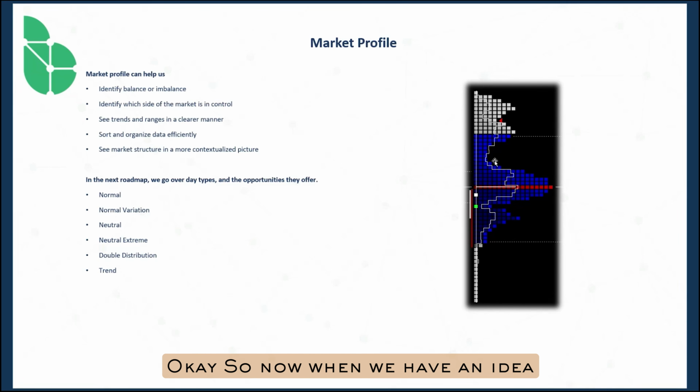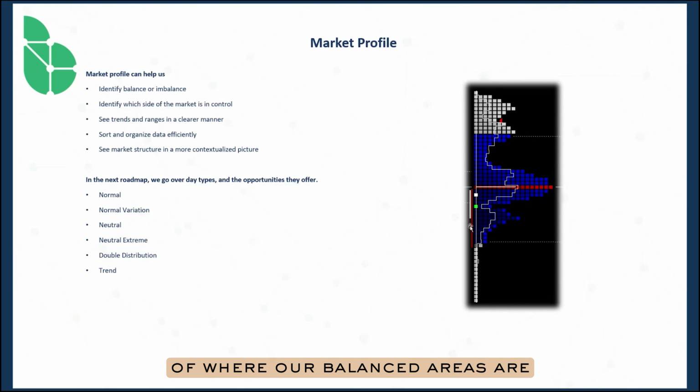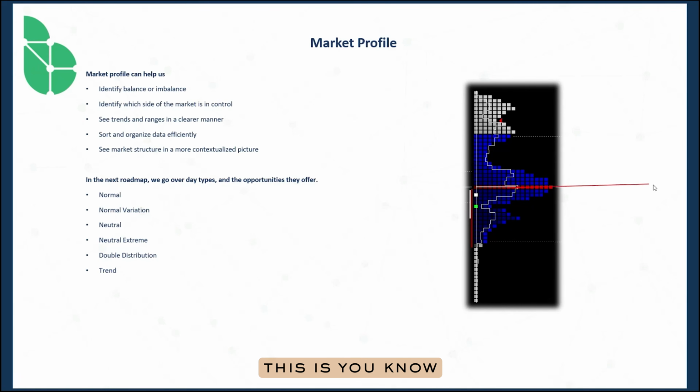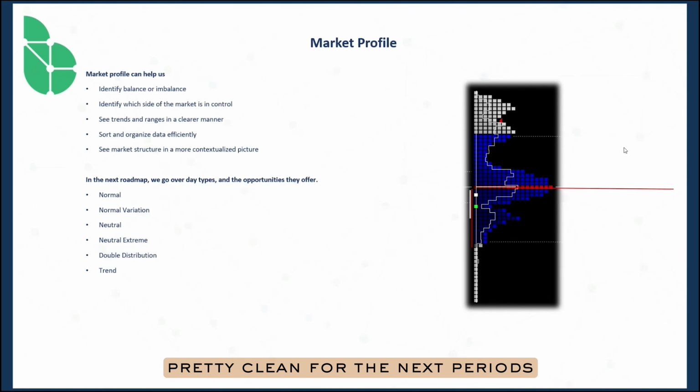And all of this is going to be extremely valuable for all the other things that we learned in order flow. Okay, so now when we have an idea of where our balanced areas are, where our value area highs are, where our value area lows are, where the naked points of control are, which again, remember, if this isn't interacted with, and we see that this is pretty clean for the next periods, when we approach this area, what do we want to pay attention to? Pay attention to the order flow.